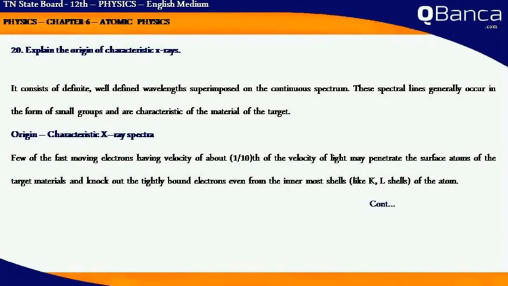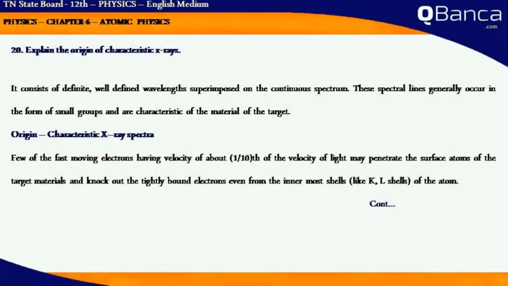Explain the origin of characteristic X-rays. It consists of definite, well-defined wavelengths superimposed on the continuous spectrum. These spectral lines generally occur in the form of small groups and are characteristic of the material of the target.